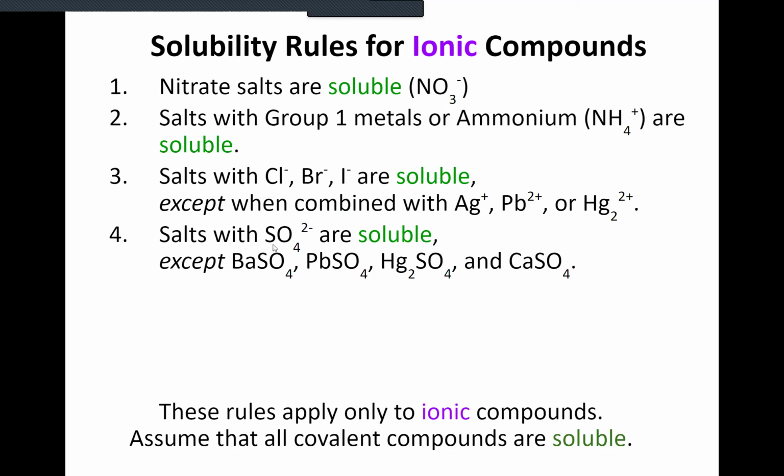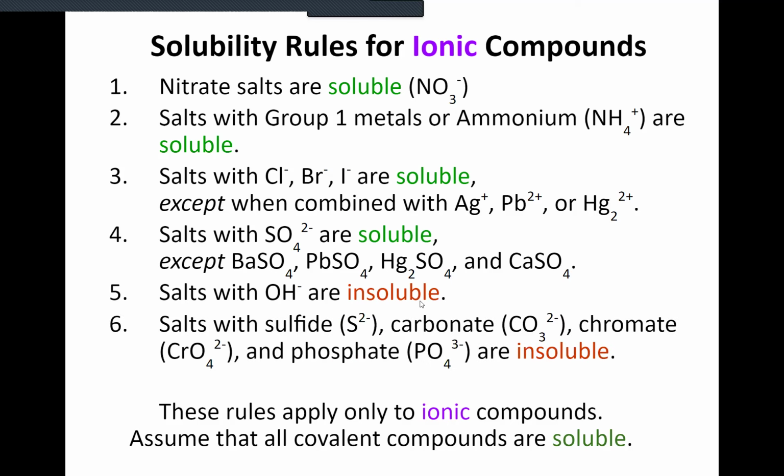Rule 4, salts with sulfate ion are soluble except for these specific examples: barium sulfate, lead 2 sulfate, mercury 1 sulfate, and calcium sulfate. Rule 5, salts that contain hydroxide ion are not soluble. They're insoluble. And rule 6, this is the last one, salts that contain sulfide ion, carbonate ion, chromate ion, or phosphate ion are also not soluble.